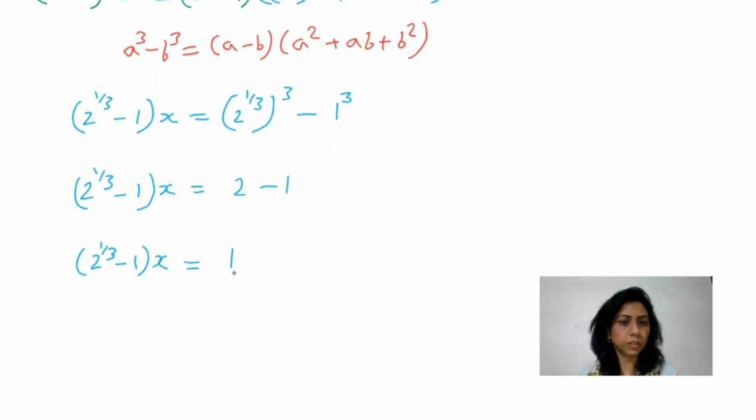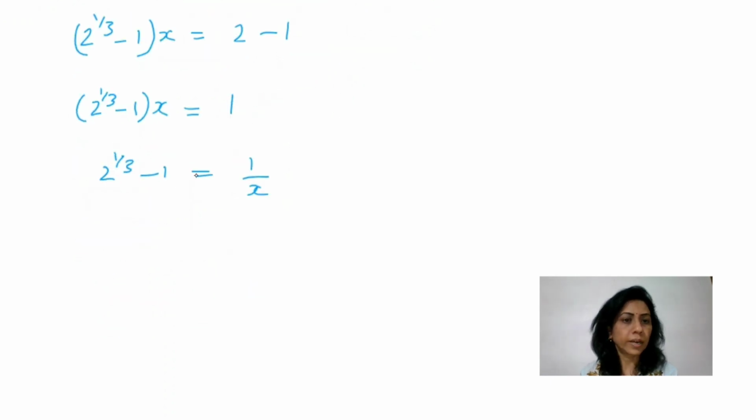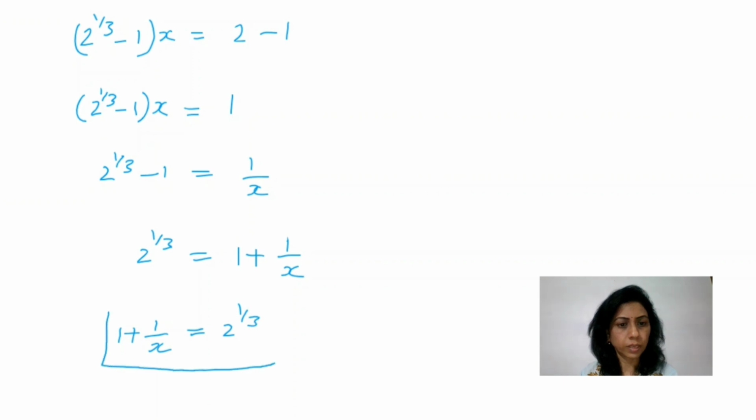Now x transfer this side, so divide. So 2 to the power 1 upon 3 minus 1 is equal to 1 upon x. And 1 transfer this side, so 2 to the power 1 upon 3 is equal to 1 plus 1 upon x. Or we can write 1 plus 1 upon x is equal to 2 to the power 1 upon 3. We got this value.